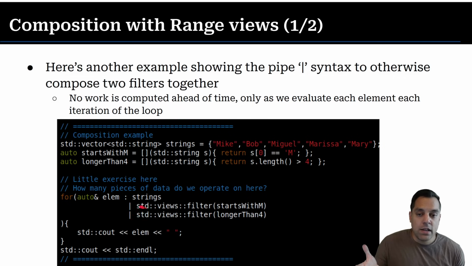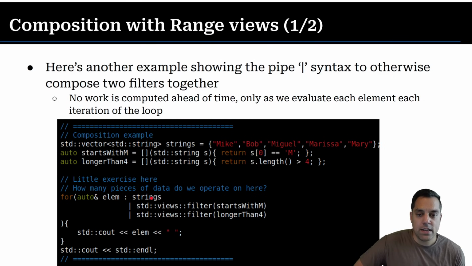So in this example, I'm doing this within a range-based view here, so that's the idea here. Okay, so in this case, I'm doing two filters together, running these two views. But again, the cost that I'm paying when I'm looking at these strings here, Mike, Bob, Miguel, Marissa, Mary, I'm only evaluating them one at a time in this for loop. So here's my range-based for loop here.